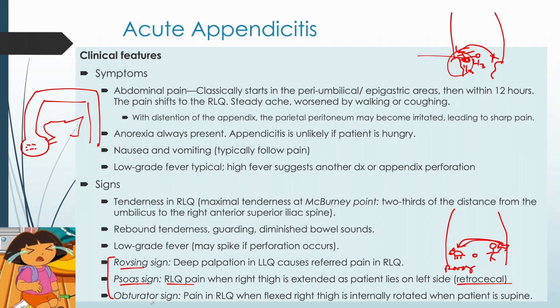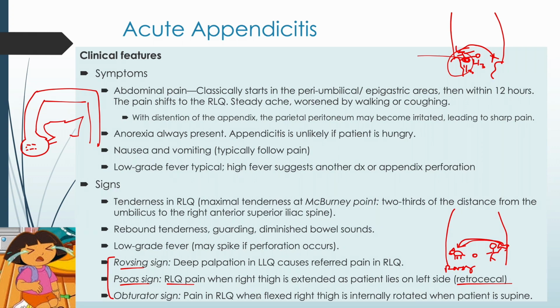One other test is the obturator test. Obturators are muscles within the pelvis. What you have the patient do is flex the right thigh and internally rotate it while the patient is laying flat on the bed, and that will elicit pain. That's another way to assess for acute appendicitis.